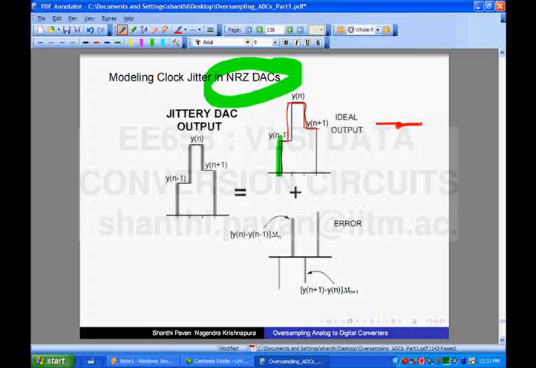If it was supposed to be like this and the edge jitters around, nothing will happen. The output will still remain the same. So clearly, whether it's an ADC or a DAC, jitter will screw you up the most when the input is changing rapidly, and that makes sense.